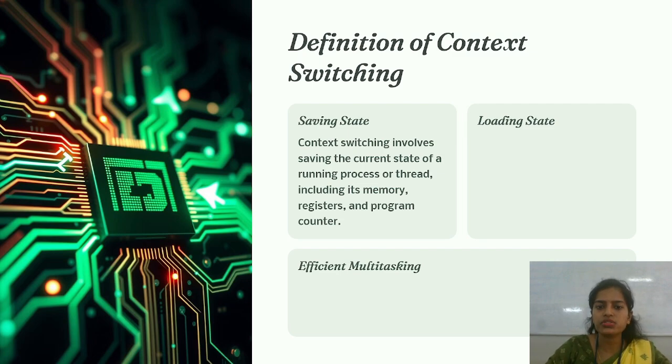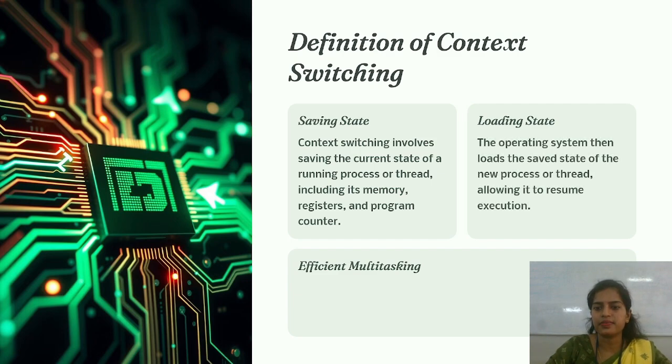Whenever the CPU wants to switch from one program to another, it must save the state. What is the state? State is the information of the currently running process. Where will it be saved? It will be saved in the process control block. Each individual process gets its own process control block. That means all information about the process is stored there, such as its memory, registers, program counter, and the state it is currently in.